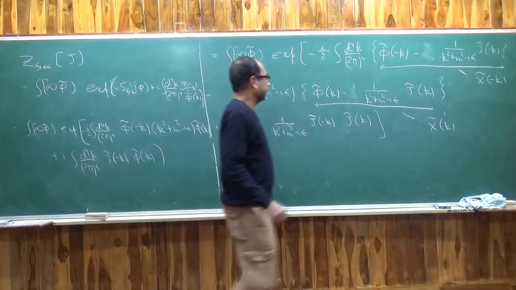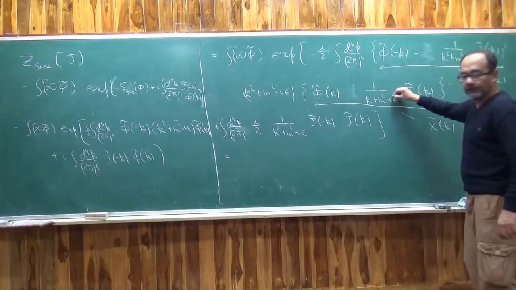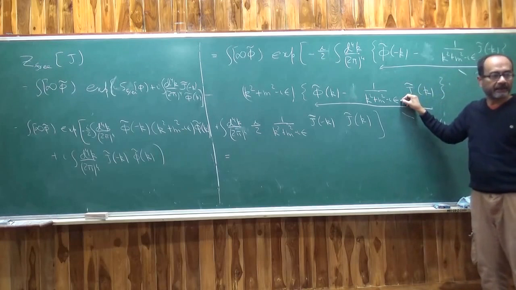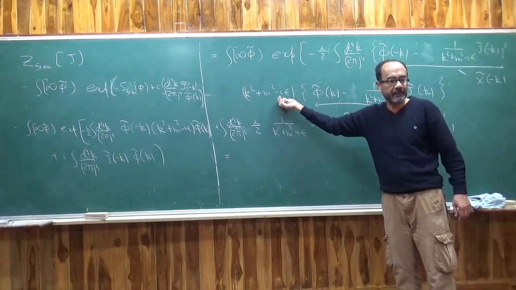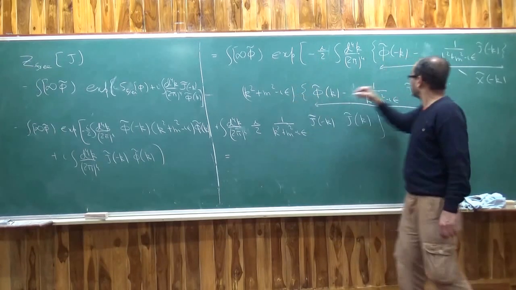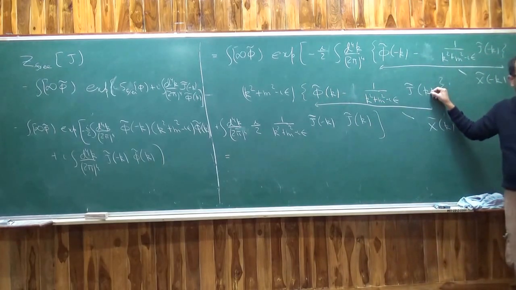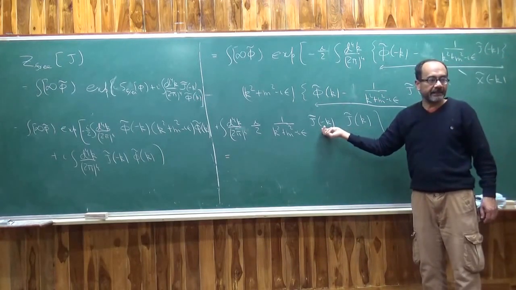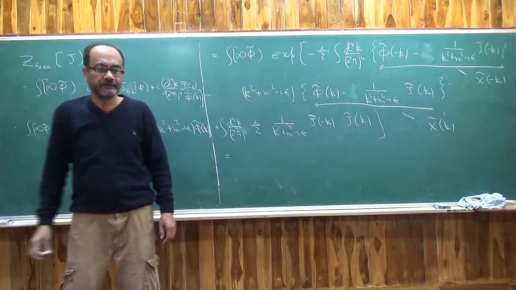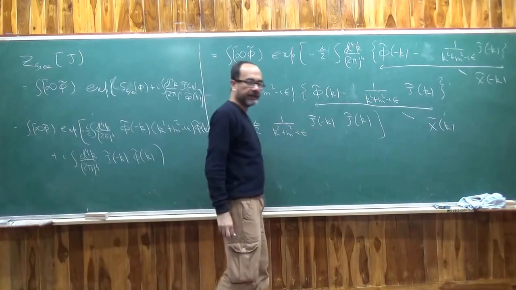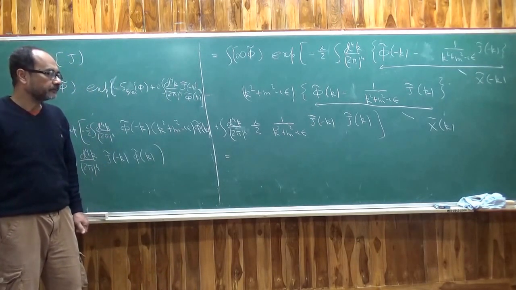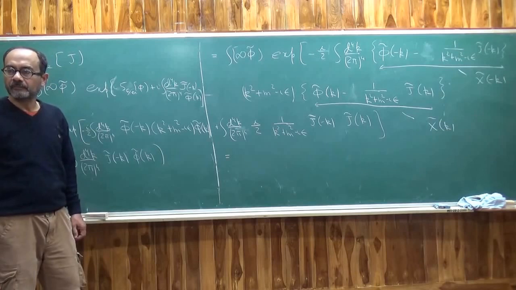Oh, this one comes from taking the product of these two. Right? 1 over k square plus m square minus i epsilon, whole square. One of the factors gets cancelled against k square plus m square minus i epsilon. So you get a minus i by 2, 1 over k square plus m square minus i epsilon, and j tilde of minus k, j tilde of k. That has to be cancelled by adding this term, because that term was not there on the left hand side. So that's the origin of this last term. Is this okay?